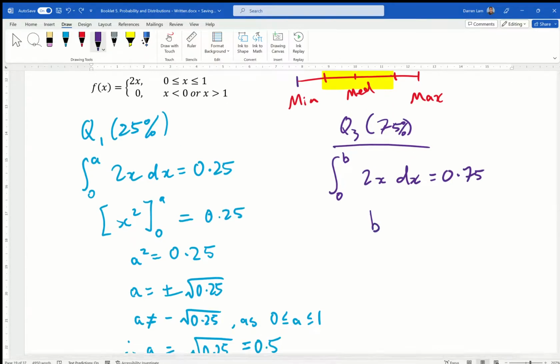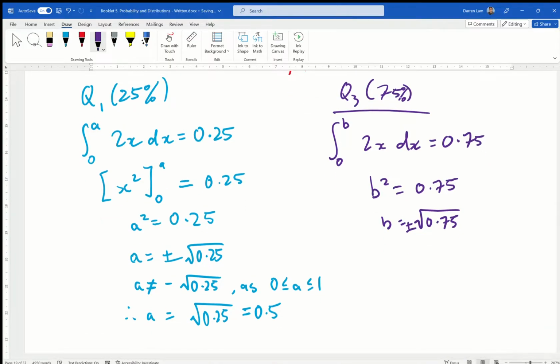Solving this, you end up with b squared equals 0.75, which means that b equals the square root of 0.75, though I'll write plus or minus, and again, I'll write b cannot equal negative square root of 0.75 as 0 is less than or equal to b, which is less than or equal to 1. It's this weird balance of the assessor knowing what they're meant to be doing, but you pretend like they're stupid, so you write everything out for them. And then finally, that is approximately 0.866.